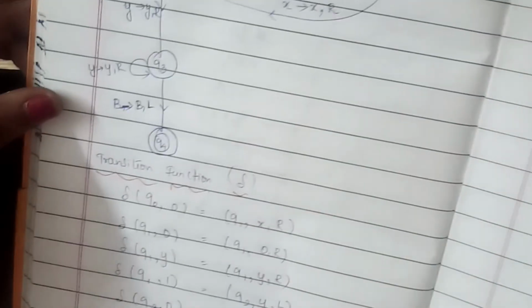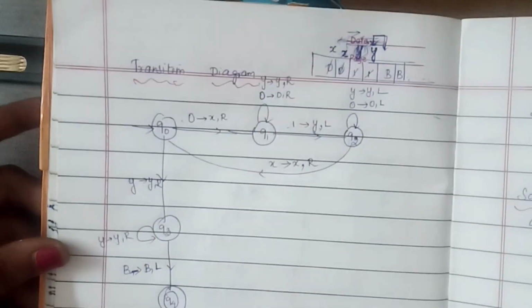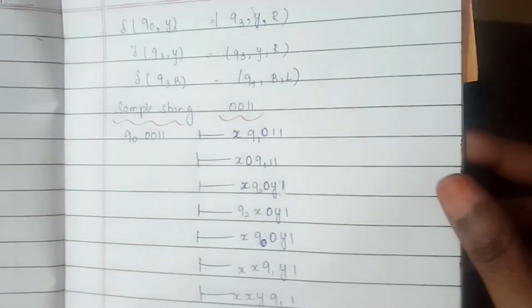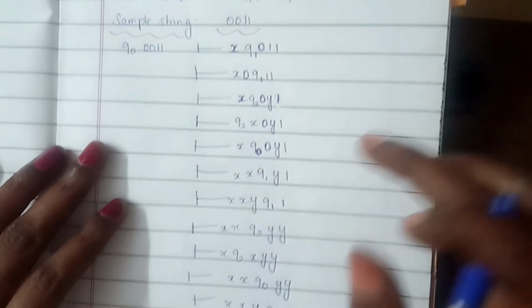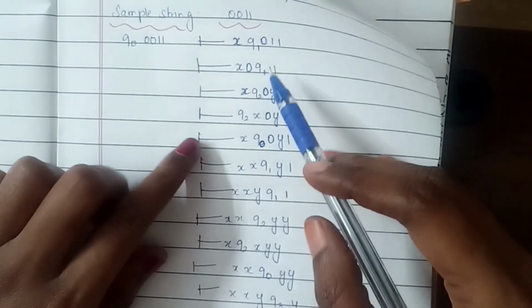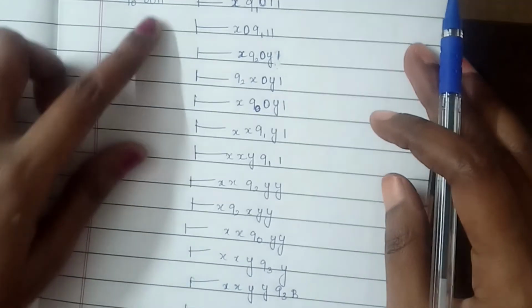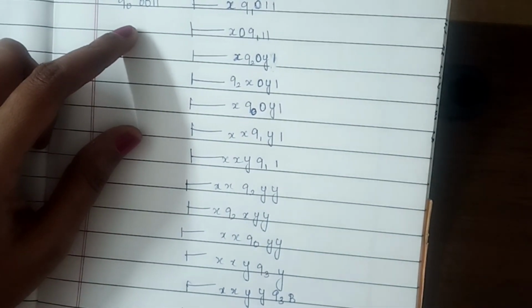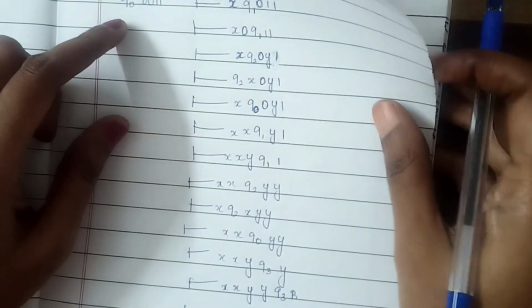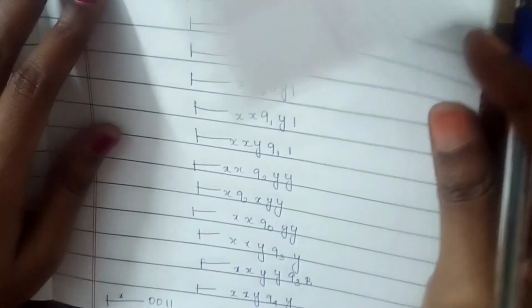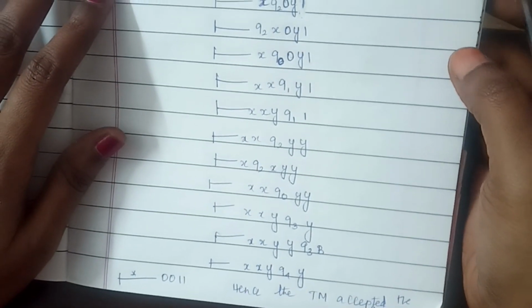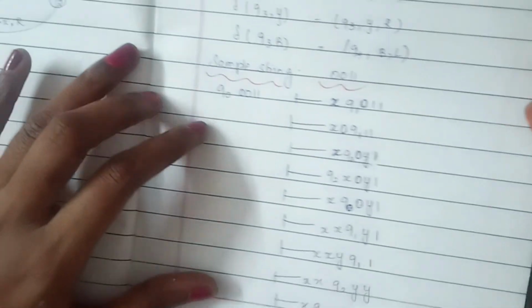Okay, so see here, this is the way of processing the Turing machine. These are the kinds of transformations. So this is the way it has to be changed, right?